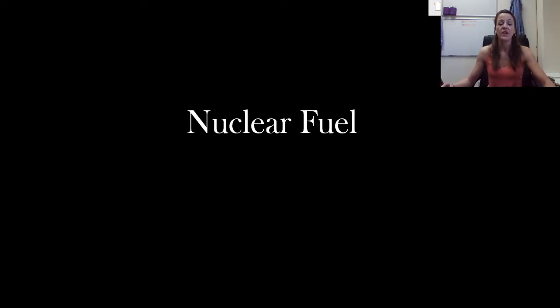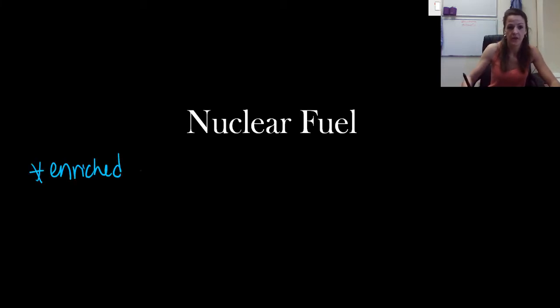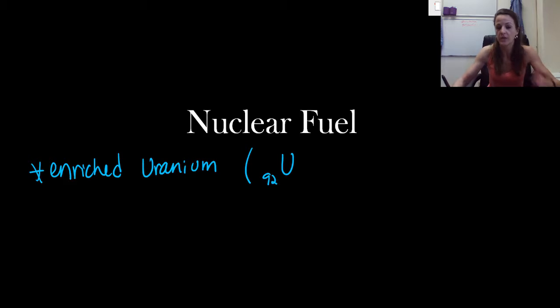Hi everyone, in this video we are going to discuss the composition of nuclear fuel. So nuclear fuel is essentially enriched uranium. So we are discussing a very specific isotope, U92, so 92 protons, but it's actually U235, so it has a mass number of 235.